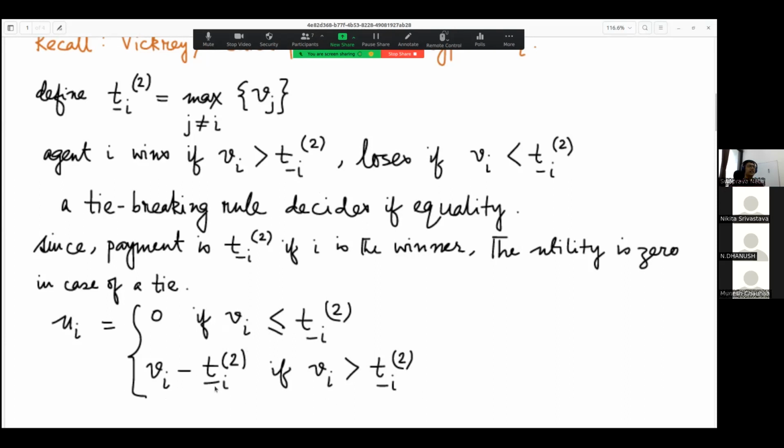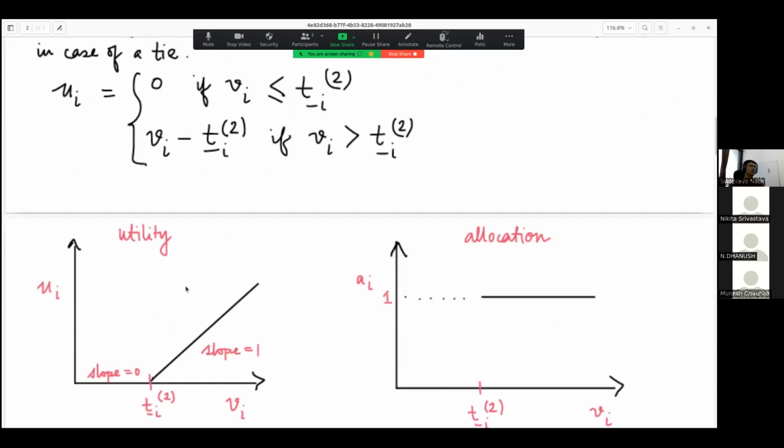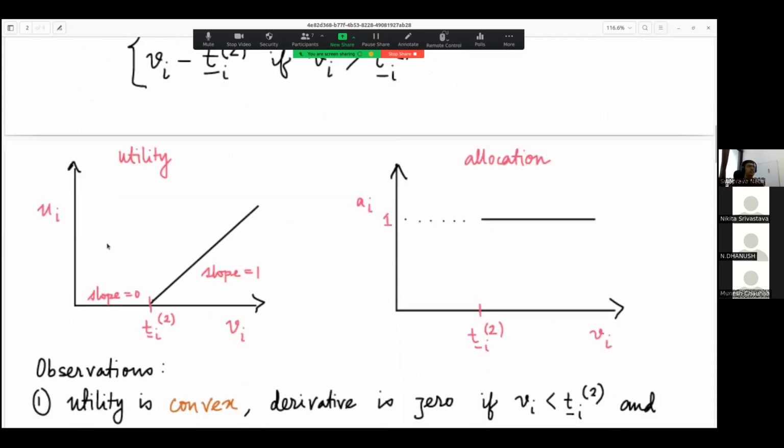Only if it is strictly greater, it is going to be something positive, and that is going to be its utility. So what we observe in this second price auction is how its utility looks whenever this agent wins. And this is not just a coincidence. As long as your valuation is below the second highest bid, the utility is going to be 0, and after that it monotonically increases with a slope of 1. I believe everybody is familiar with the convex function.